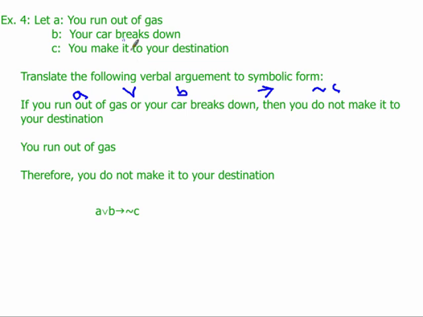Okay, my next statement says you run out of gas. Well, that's just A. So therefore, you do not make it to your destination. That's therefore, you do not make it to your destination, not C. So, not C. There we go. A implies A or B implies not C. I've got A, so I have not C. I could also have B here, and this would still be true. All right, so we just translated from verbal to symbolic.